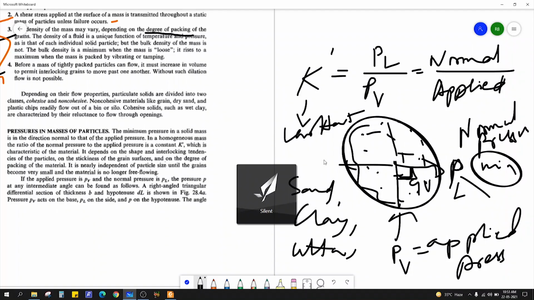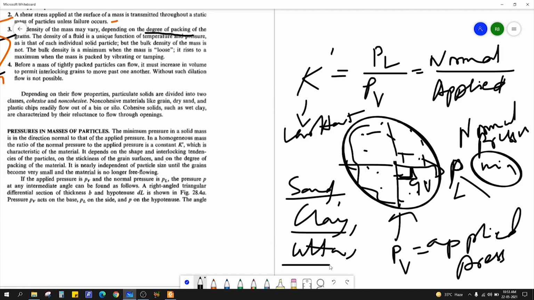Okay, so all these materials have different properties, so the K dash will vary. The K dash of sand, clay and atta will be all different. Fine. So K dash is a function of only the material. Okay? It is not a function of size.